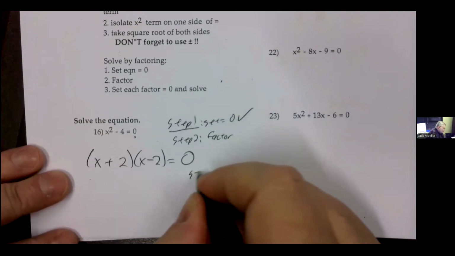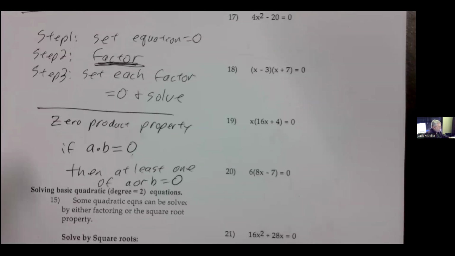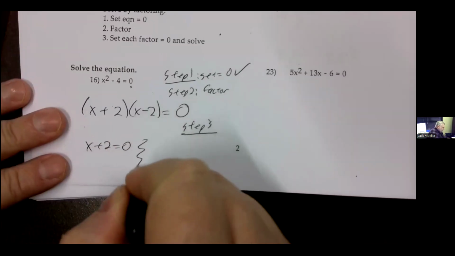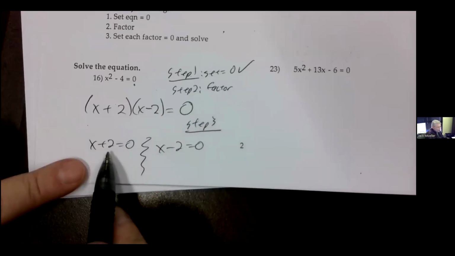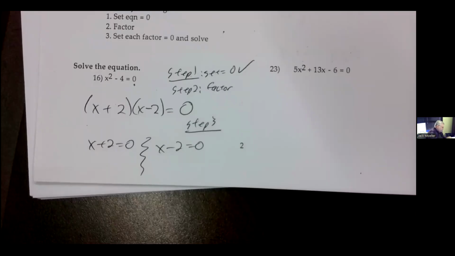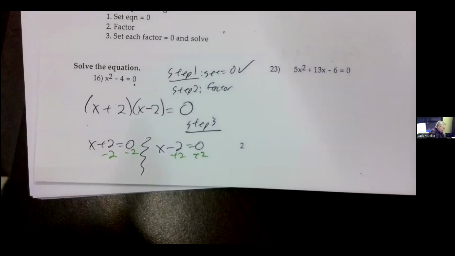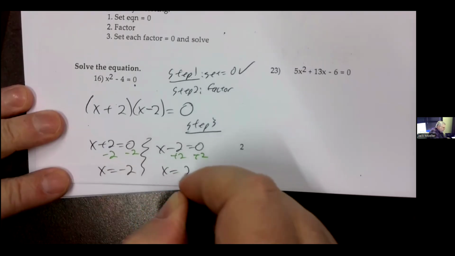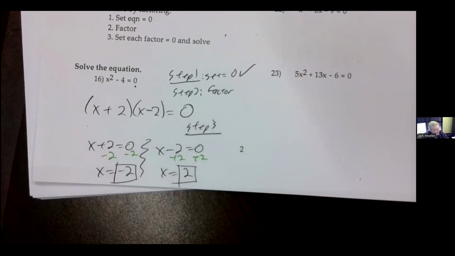What is step 3? Step 3 is set each factor equal to 0 and solve. So we have x plus 2 equal to 0, and these are totally separate problems, and x minus 2 equal to 0. These are linear equations. These are straightforward solving. Get x equals -2, x equals +2. And yes, we do expect 2 answers.